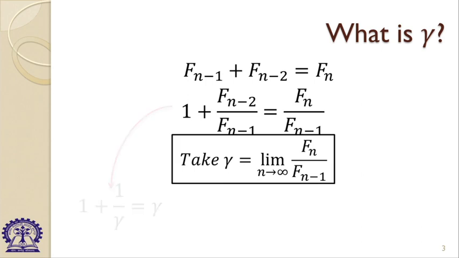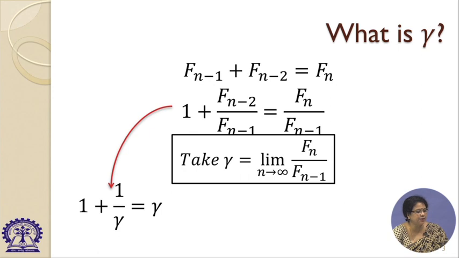How really is it? If we take the limit n tends to infinity on both sides, then we will see that this is 1, the next term is 1 by gamma, because limit n tends to infinity of fn minus 1 divided by fn minus 2 is equal to gamma, and the right hand side would again be gamma. If we do some simplification, this will become a quadratic equation. What is that quadratic equation? The quadratic equation would be gamma square minus gamma minus 1 is equal to 0.